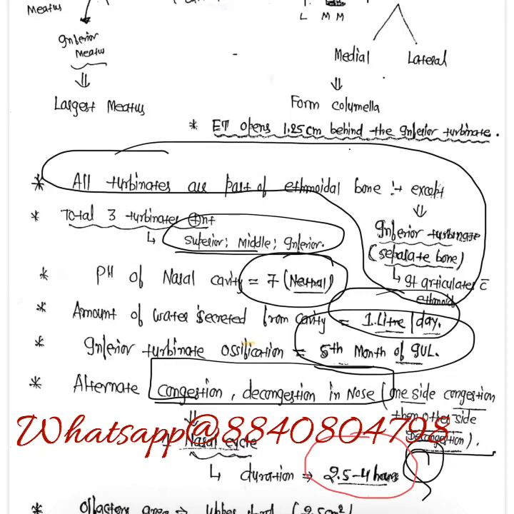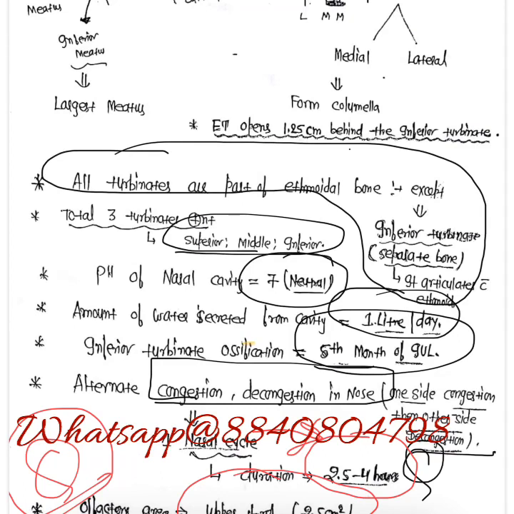So it is 2.5 to 4 hours. So the nasal cycle alternates every 2.5 to 4 hours. This is an important thing to note. And the other thing is the superior part of the nasal cavity is a very important area because it is the upper one-third part which constitutes the olfactory area, and the area is 2 to 5 centimeters square.